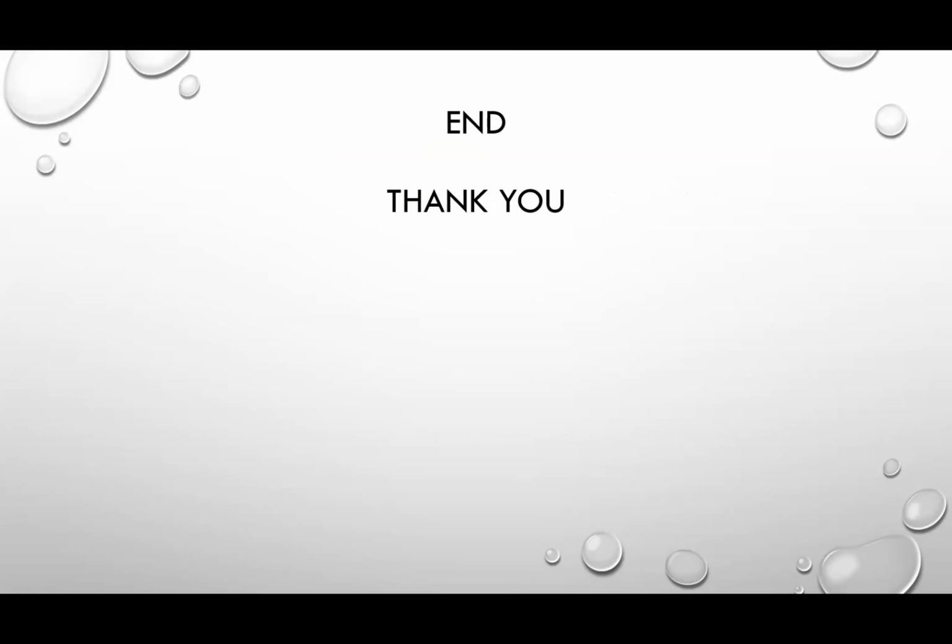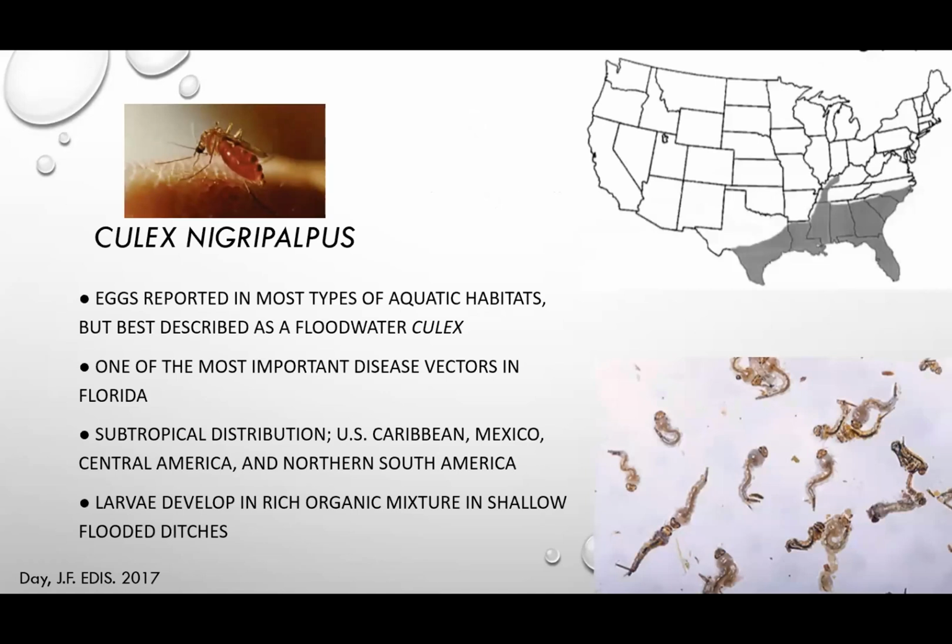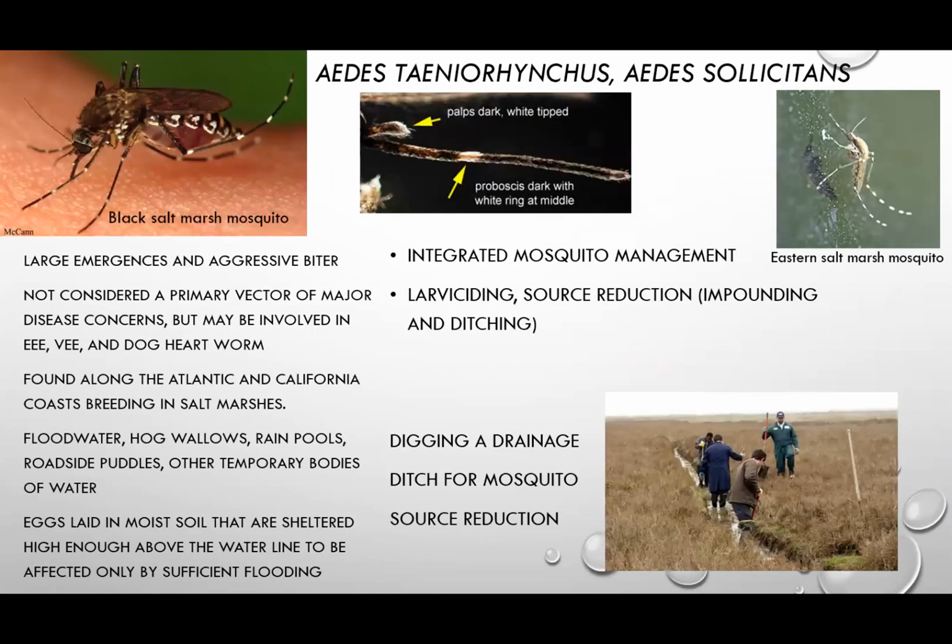Is there a niche partitioning between Aedes sollicitans and Aedes taeniorhynchus? Or do they compete? If so, who's the more successful competitor?